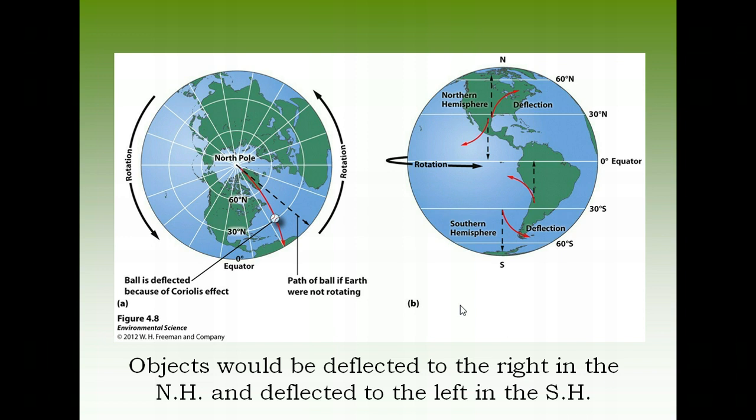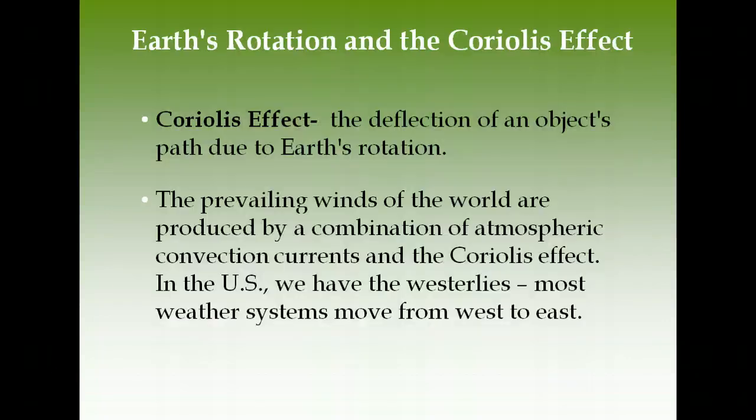So if the Earth didn't rotate, the air in each of these convection cells, the Hadley cells and the polar cells, would simply move directly north and south of the equator and then back again. But because it doesn't, we have all of these winds and these prevailing wind systems, and that's how we know which direction generally our weather systems move: a combination of the convection currents and the Coriolis effect.